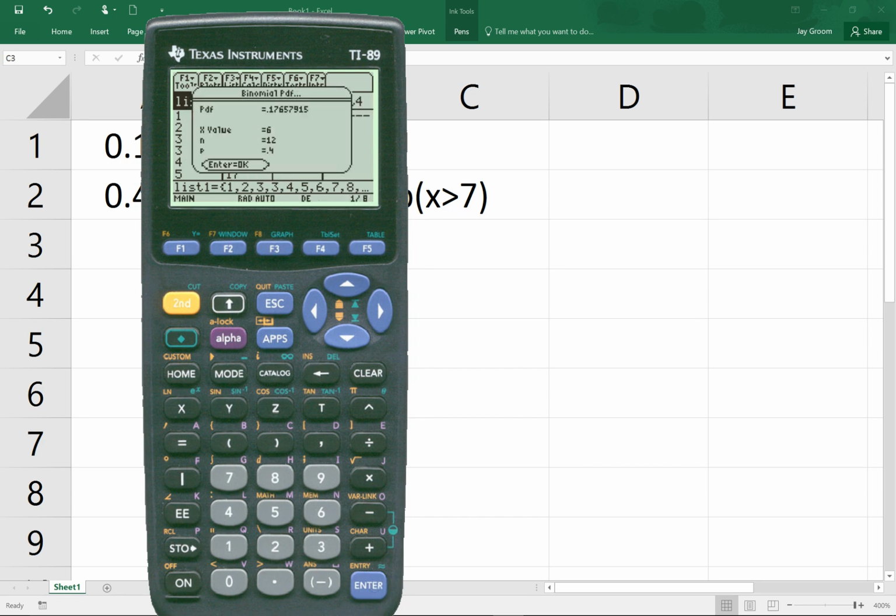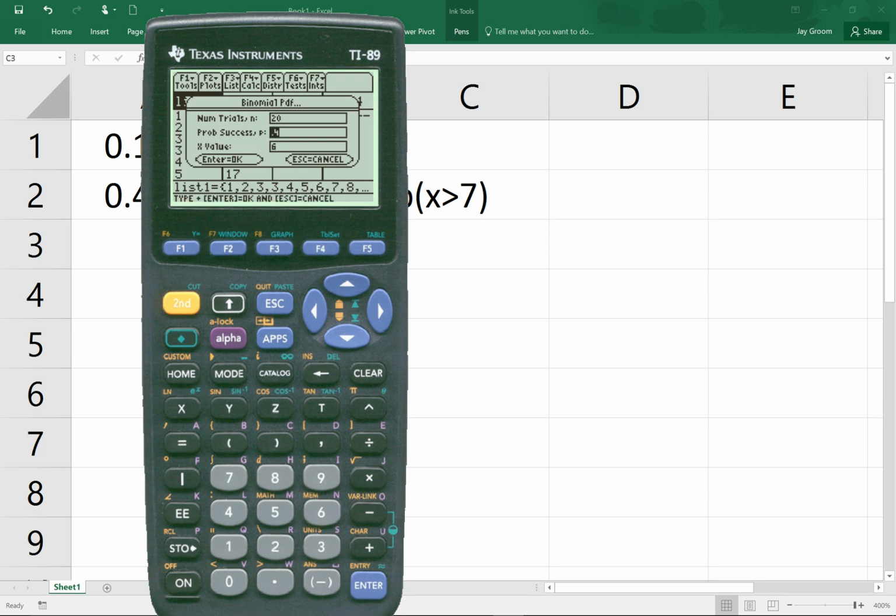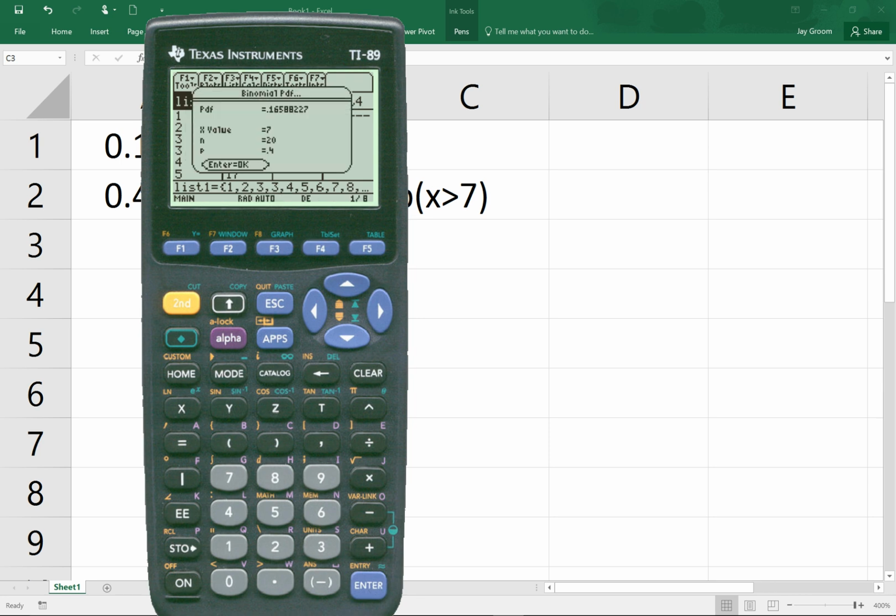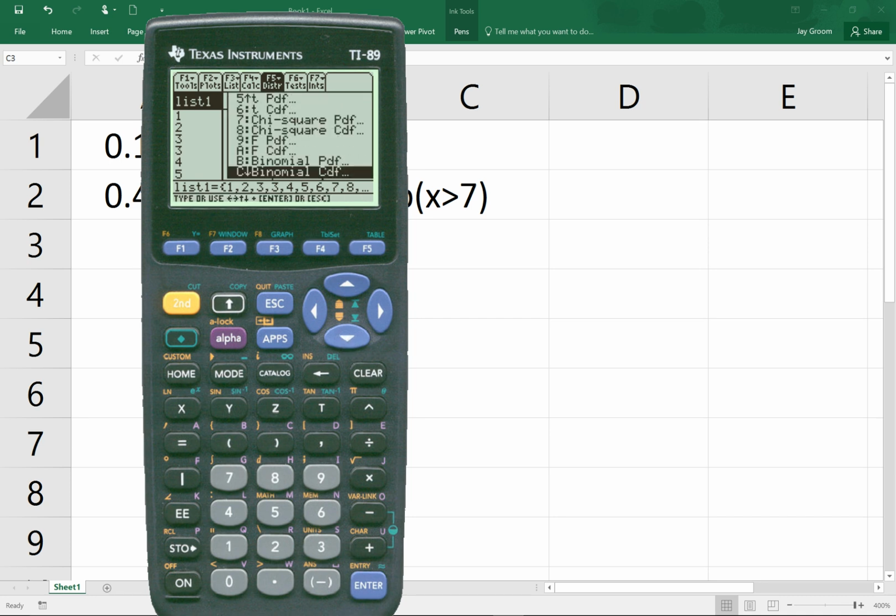So binomial PDF. Oh shoot, just a minute. Binomial PDF. And so we're going to play 20 times. Probability of success is 0.4. And then I want to win 7 times. So there's our 16.5%, just like before. Nothing fancy there. And then you could also do the next one down, which is the CDF.